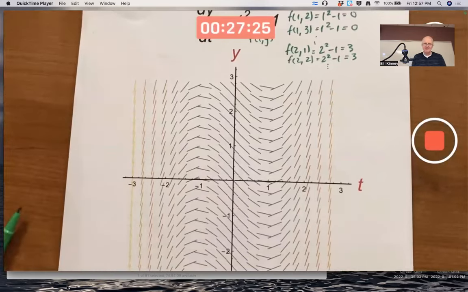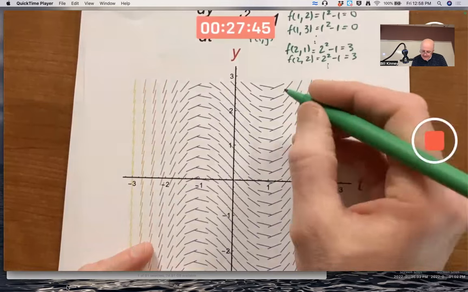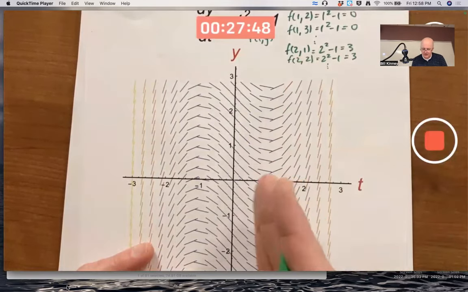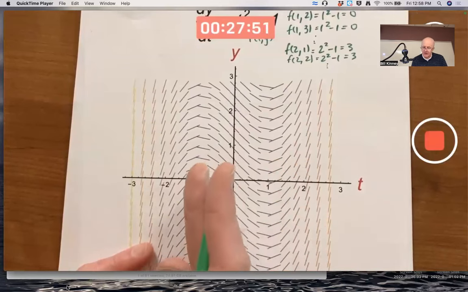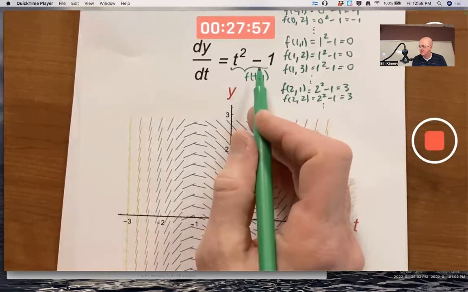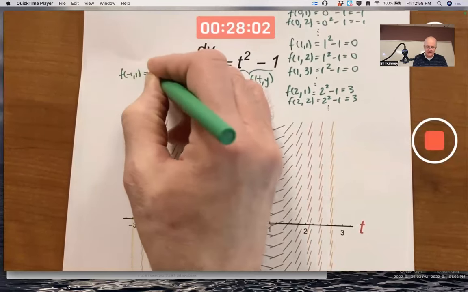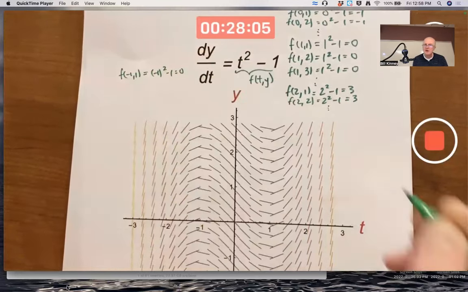Isn't that pretty? Do you have to draw that in your notes? No, don't draw the whole thing, but I would suggest trying to draw it approximately. You won't have to draw all those little line segments, but I would try to draw some of them approximately. And one key thing to get is thinking about those vertical lines where t is 1 or negative 1, in fact. When t is negative 1, you're also going to get slopes of 0. F of negative 1, 1, for example, is negative 1 squared minus 1, which is 0.